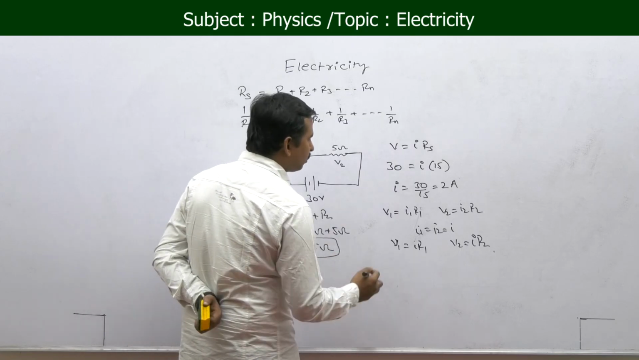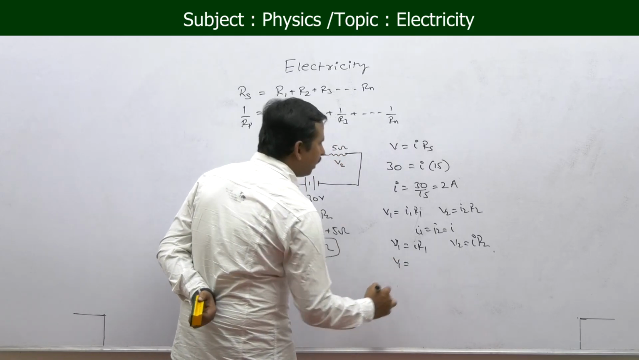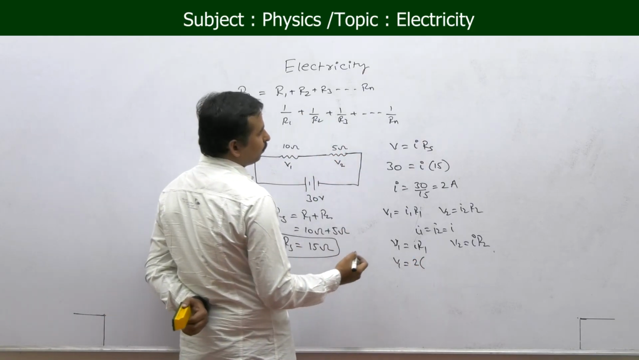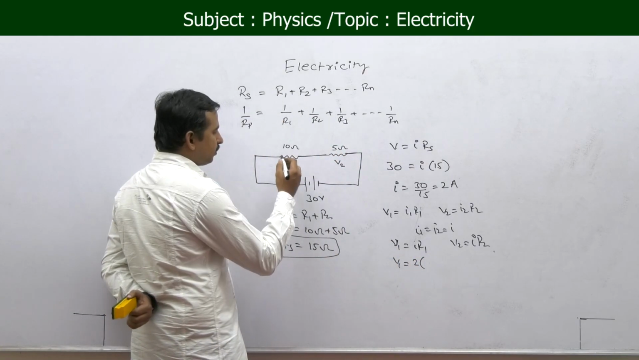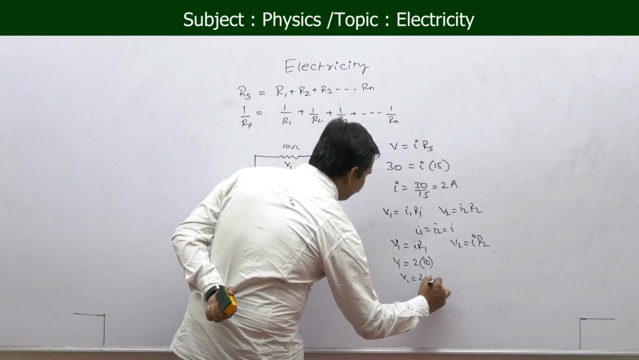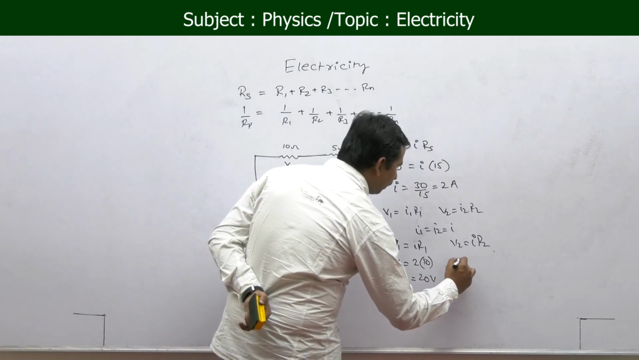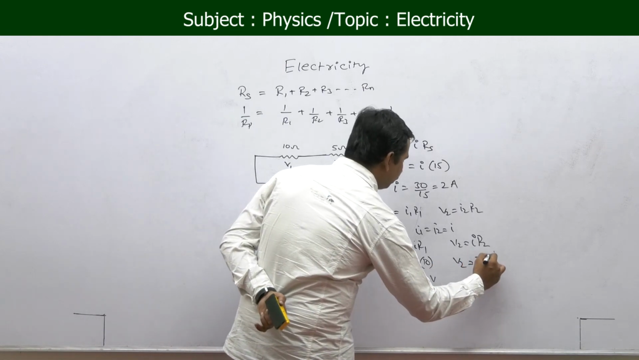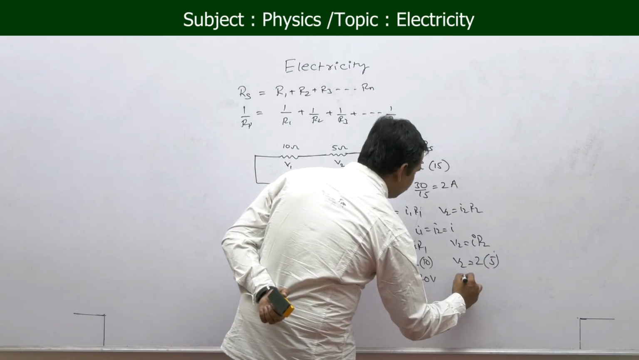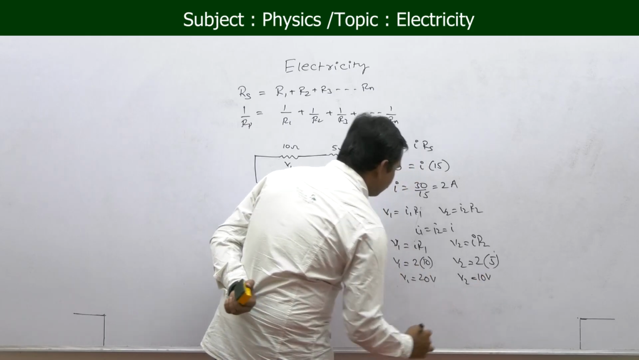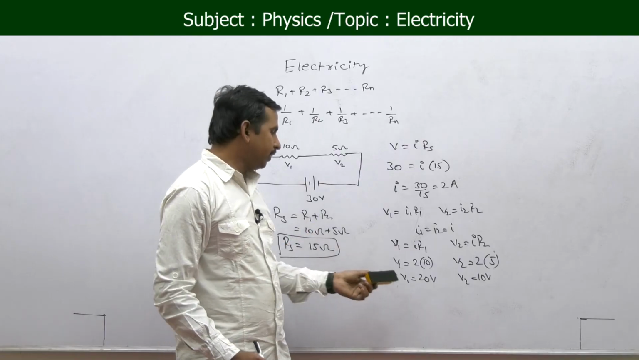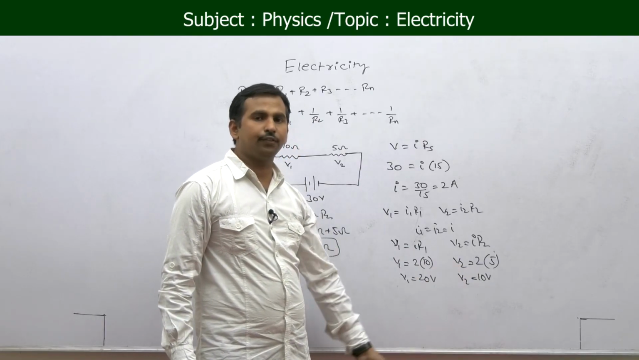Then for the V1 value, which we do not know, I is 2 and the R1 value is 10 ohms, so V1 is equal to 20 volts. Whereas V2 is equal to 2 into the R2 value, which is 5, so 2 into 5 is 10 volts. So finally we got V is equal to V1 plus V2, where V is 30: we are getting 20 plus 10, which is 30.